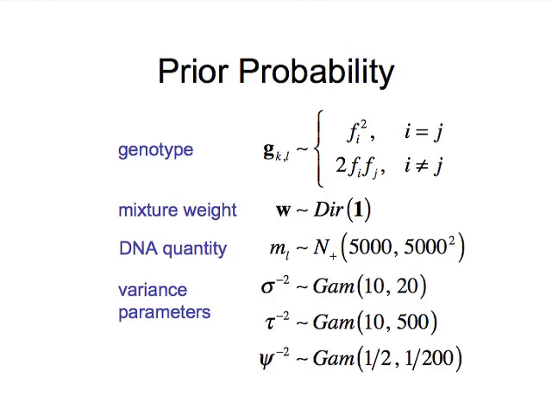For mixture weight, we choose a prior that's completely uniform because we really don't know in advance how much of each contributor would be. The DNA quantity, M here for mass, is relatively broad over all possible RFUs, and the variance parameters describe positive numbers that could be used as a variance number.